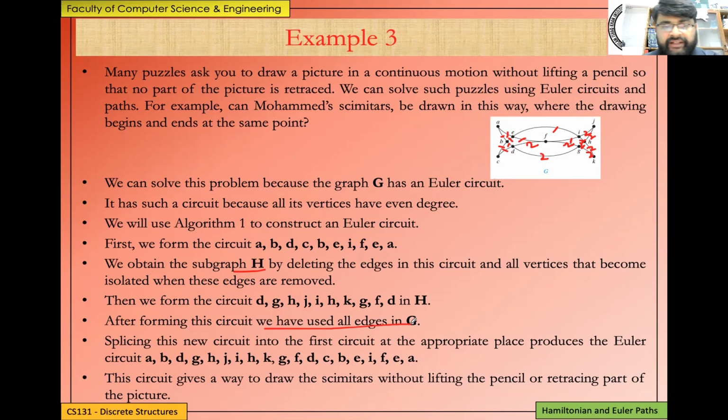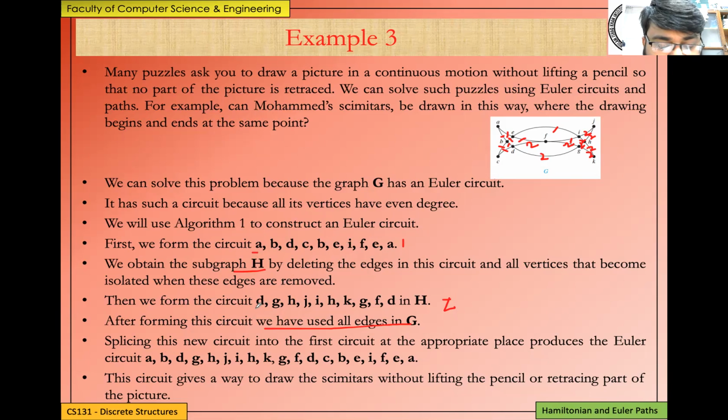However, when you splice this new circuit into the first circuit at the appropriate place, it produces the Euler circuit. So you need to put this new circuit into the previously formed circuit. This was my circuit 1, this was my circuit 2, and after I get both my circuits ready, I need to splice them or put them together. The way would be, for example, A, B, D, and then you can go on G, H, J, I, H, K, G, F, D, right? And then go on with C, B, E, I, F, E, A. That's the possible splicing, since this was starting from A and this is starting from D and ending at D.